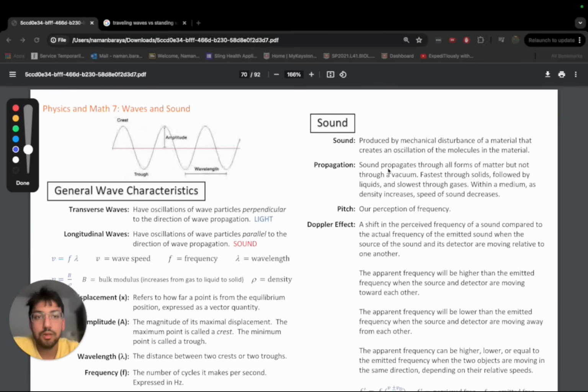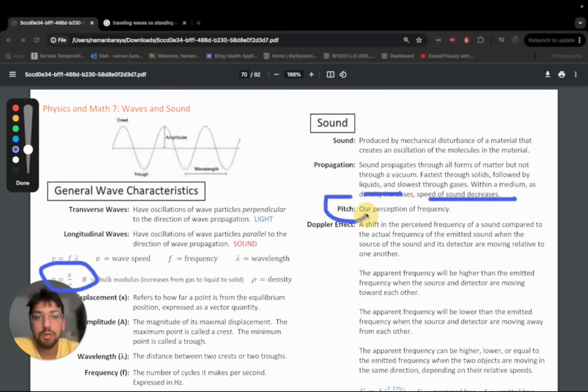And again, sound propagates through all forms of matter, but not through a vacuum. And you should understand why it's not through a vacuum. The reason for that is because sound needs all these particles to be moving. And so if there's no particles in a vacuum, then it's not going to move. The next thing is that sound is fastest through solids, then liquids. And then again, remember about this equation. Within a medium, as density increases, speed of sound decreases.